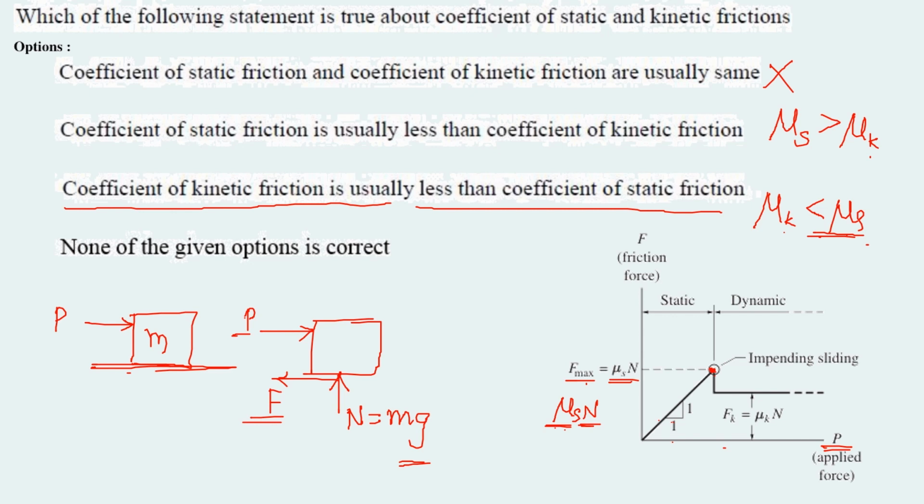If we apply slightly more force than that, then suddenly there is a fall in frictional force, which is equal to Fk, that is equal to mu k times N. We know that N is constant, so the reduction in friction force is due to the reduction in the coefficient of friction. So this coefficient of friction value is mu k, that is, the coefficient of kinetic friction. Thus mu s is generally greater than mu k because N is constant here, so the reduction in friction force is caused by the reduction in the value of the coefficient of friction, that is, the coefficient of kinetic friction.